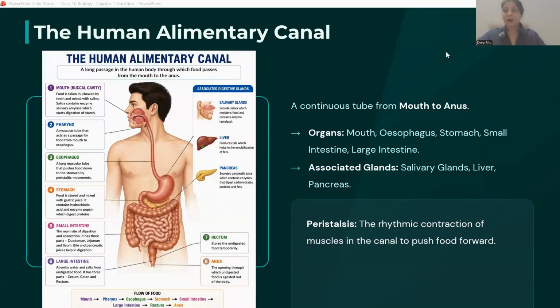So students, now let's do the most interesting part of this chapter: how digestion occurs in human beings. Human beings also follow holozoic nutrition. We have a complete digestive tract starting from the mouth. Let's discuss what you have in your lunch right now. In my lunch I just had a parantha and butter, along with some curd.